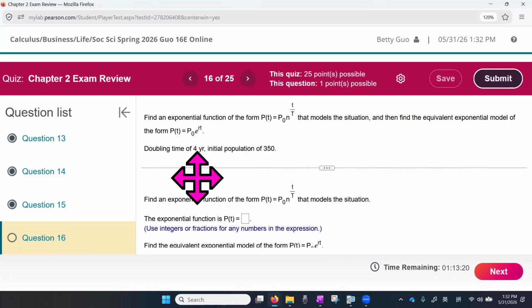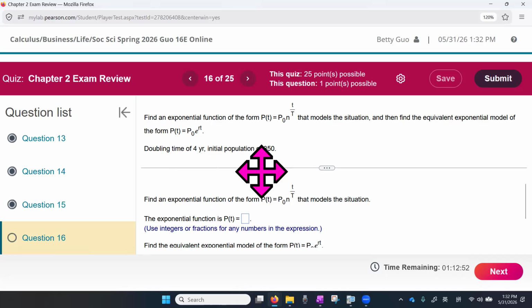It says doubling time is 4 years. So when this big T is 4, we're going to enter n equals 2, because n here denotes the growth factor of the population over the time period of big T. Since big T is the doubling time, 4 years, that means over the 4 years, the population will double. So the multiplication factor is 2.